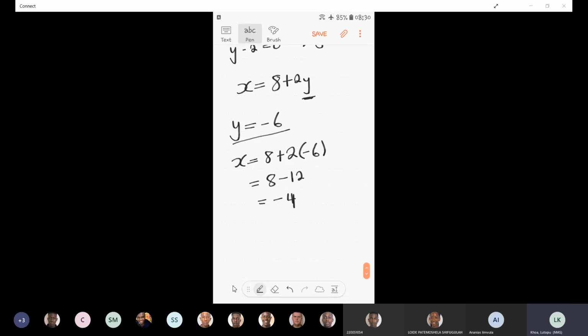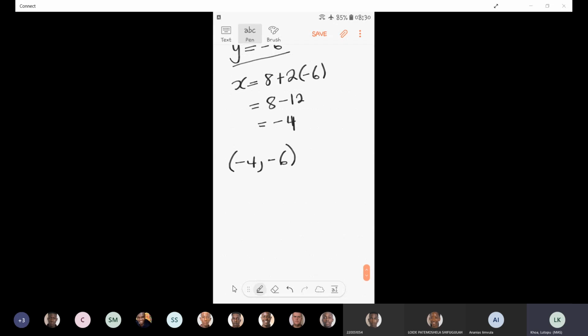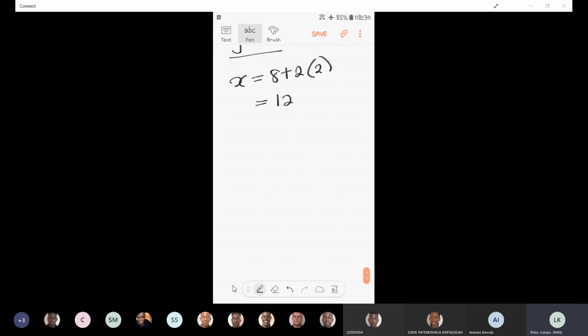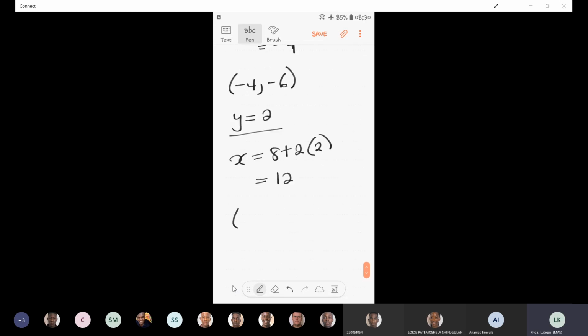Now when you write your solutions, remember these are pairs. So I will say -4, -6. That is a solution. They go together. And then the other one is when y is equal to 2. This means that x is equal to 8 plus 2 times 2. So this is equal to 8 plus 4, and this is 12. So you write your solution again. The x should come first and then the y.